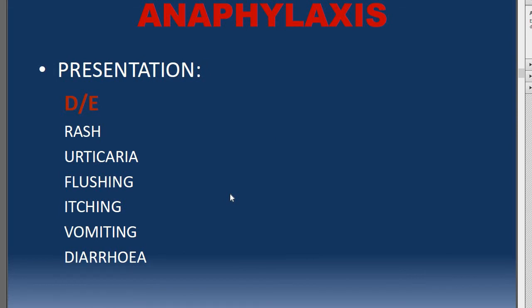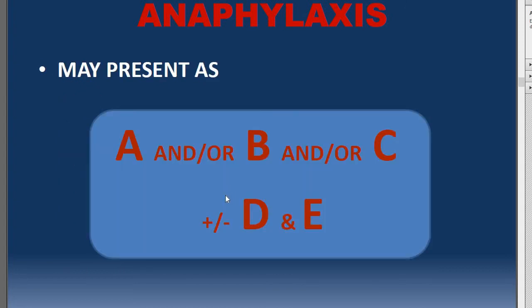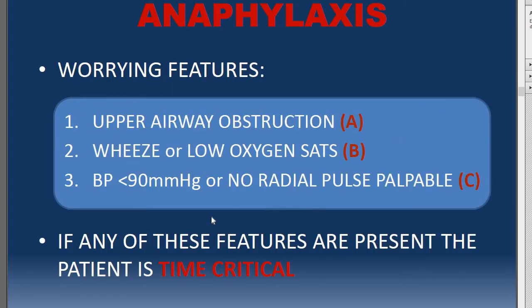And from a D perspective, rash, urticaria, which is an itchy sensation all over the body, vomiting, diarrhea, these are all common things. So essentially, anaphylaxis can happen with an airway problem, a breathing problem, a circulation problem, or a problem to do with D, as we've discussed, or quite commonly as a combination of all of the above. So these are all the things that we really worry about.